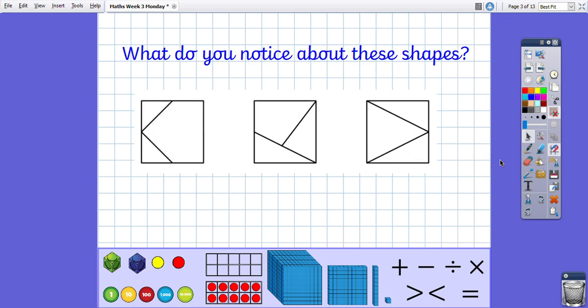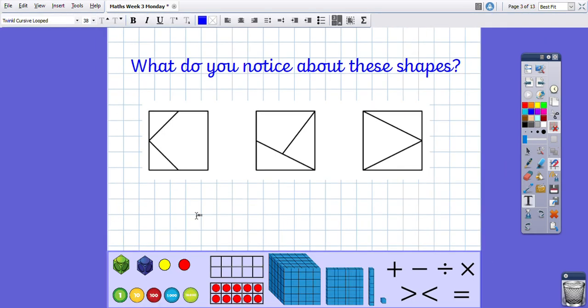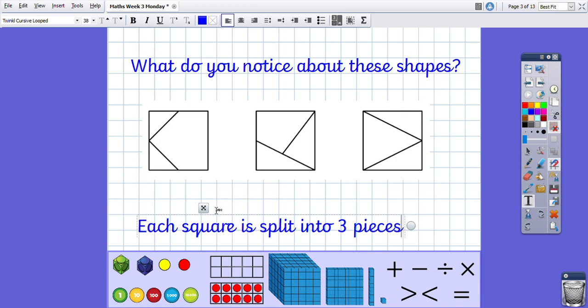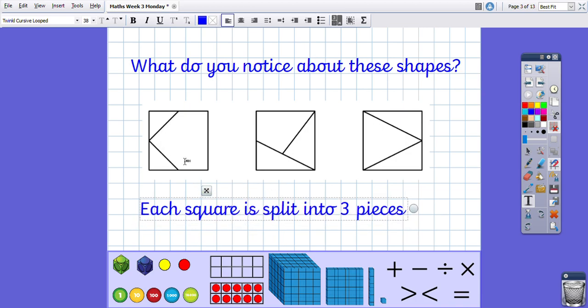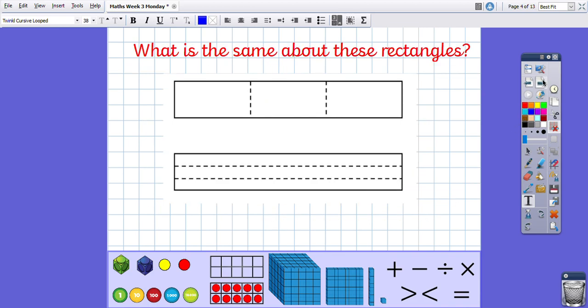What do you notice about these shapes? What can you notice? Each of the shapes, each square is split into 3 pieces. Okay? Are they equal pieces? Is this part here the same as these 2 parts? Are these all the same? And are these all the same? No, so they are not equal pieces, but they are in 3s.